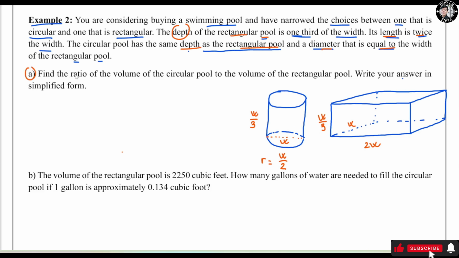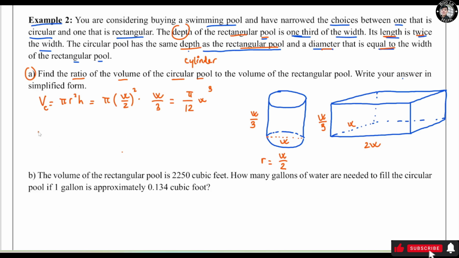Now question A. Find the ratio of the volume of the circular pool, and this one is actually the cylinder, right? So the volume of the cylinder is pi r squared times the height, right? So it could be pi times the radius, which is W over 2 squared, times the height, which is the depth, which is W over 3. Simplify this one, it could be pi over 12 W cubed, right?